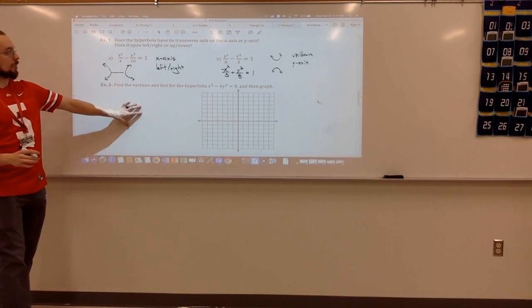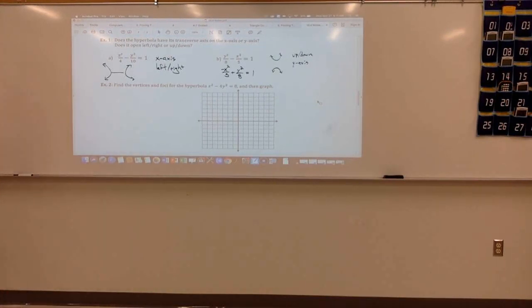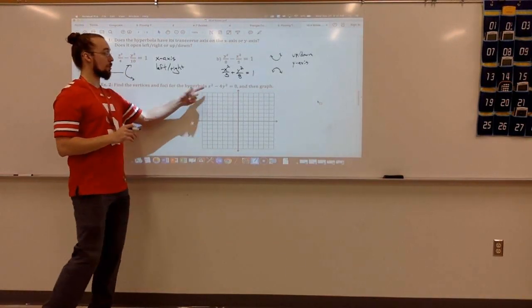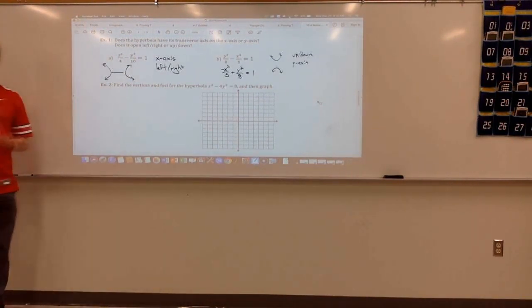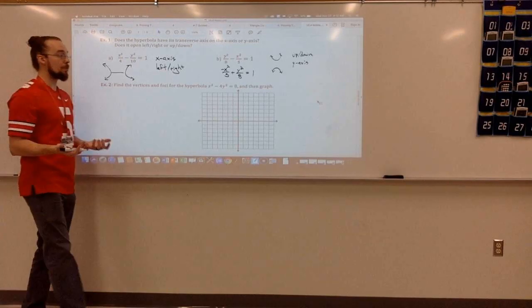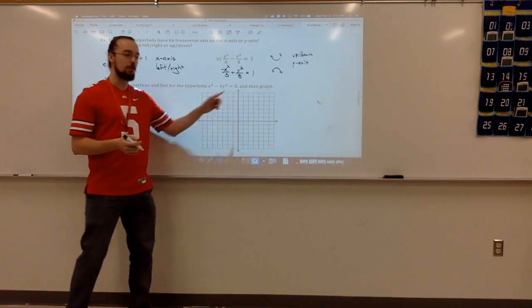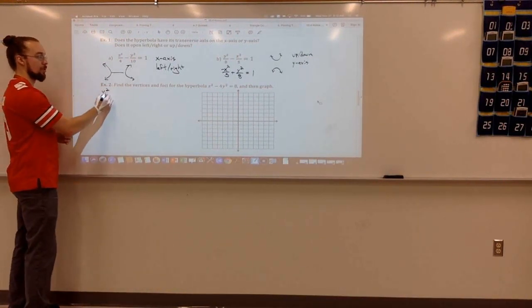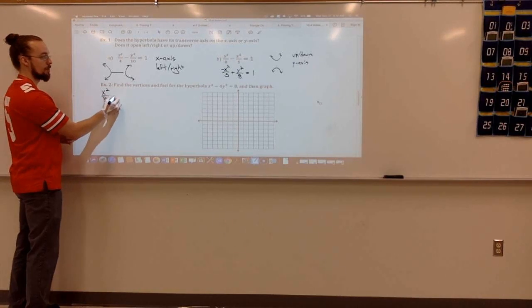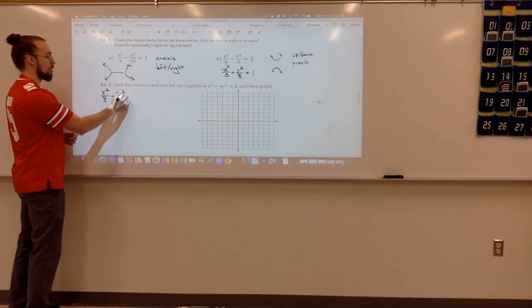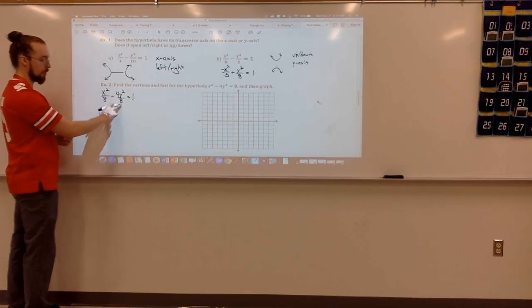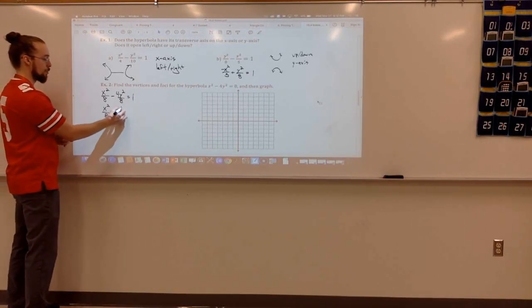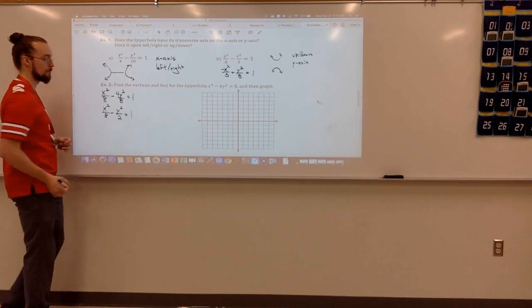I think we have time to get through example 2 here. The question says find the vertices and the foci for the hyperbola, and then sketch the graph. First thing I need to do is get a 1 on the right side of the equation, so I need to divide everything by 8. I'll have x squared over 8 minus 4y squared over 8 equals 1. Then I can reduce this to get x squared over 8 minus y squared over 2 equals 1.